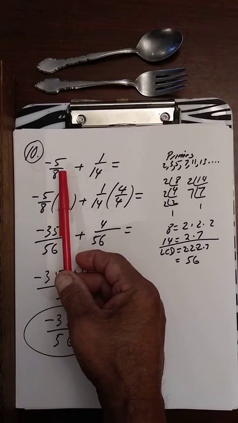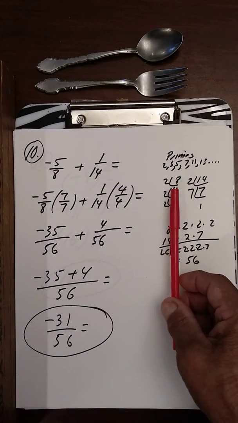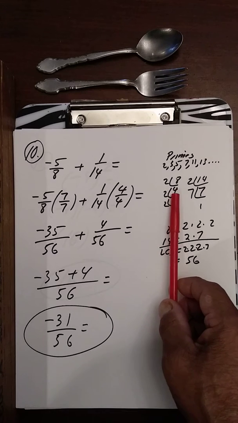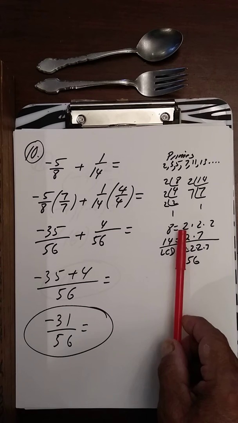Add these two numbers together. Alright, the numbers are different, so factor. 8: 2 goes there. 4: 2 goes into that. 2: 2 goes into that once. 14 is 2 times 7, and 7 goes into that once. 8 is 2, 2, 2.